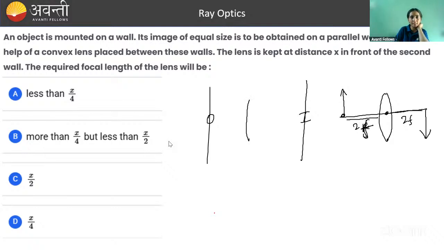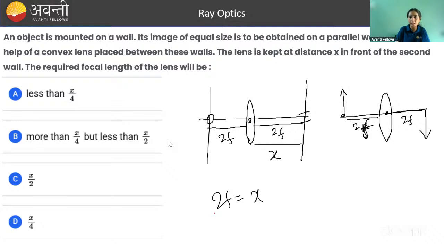So if a convex lens is kept here and this is the object, this is the image. It means from here this distance is equal to 2f and also this distance is equal to 2f. Now what else is given? The lens is kept at a distance x in front of the second wall. So the second wall is at what distance? x. That means 2f is equal to x, so the focal length is x/2.